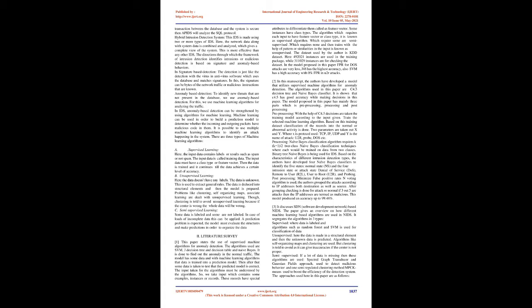Unsupervised learning. Here the data doesn't have any labels. The data is unknown. This is used to extract general rules. The data is deduced into structural elements and then the model is prepared. Problems like clustering, self-organizing maps, and associate learning are dealt with by unsupervised learning. Though, clustering is told to be avoided because if the center is wrong, the whole data will be wrong.